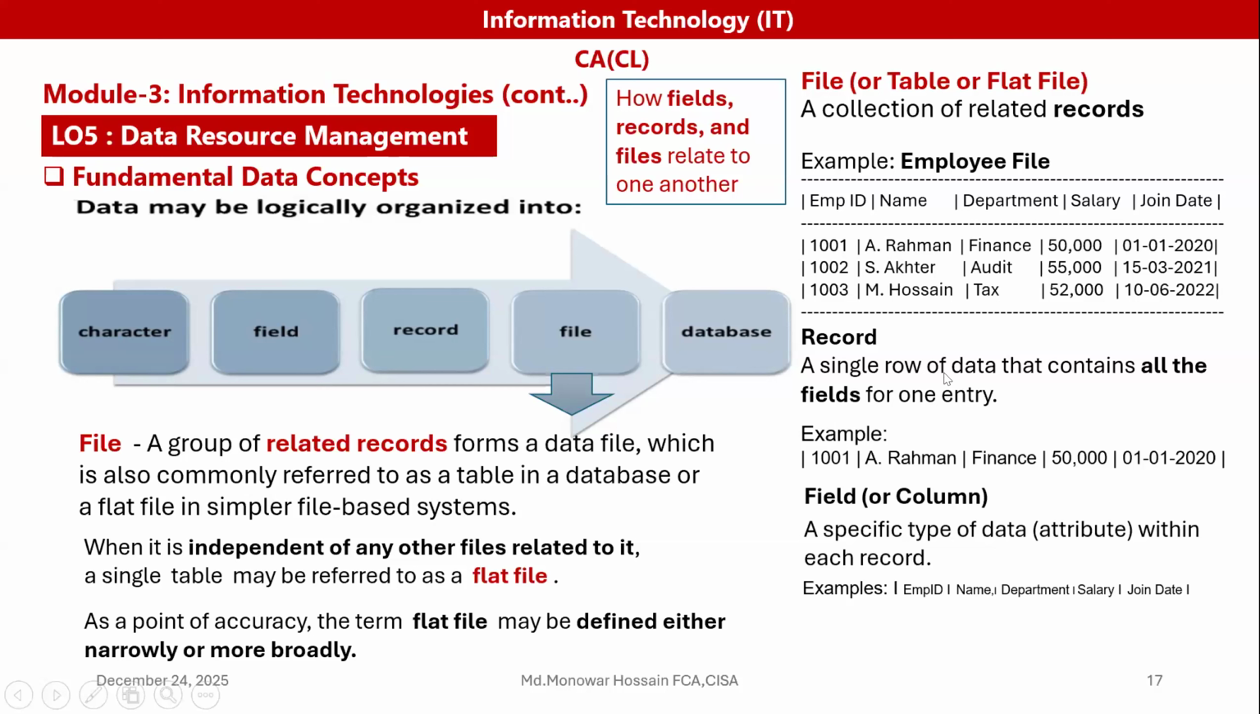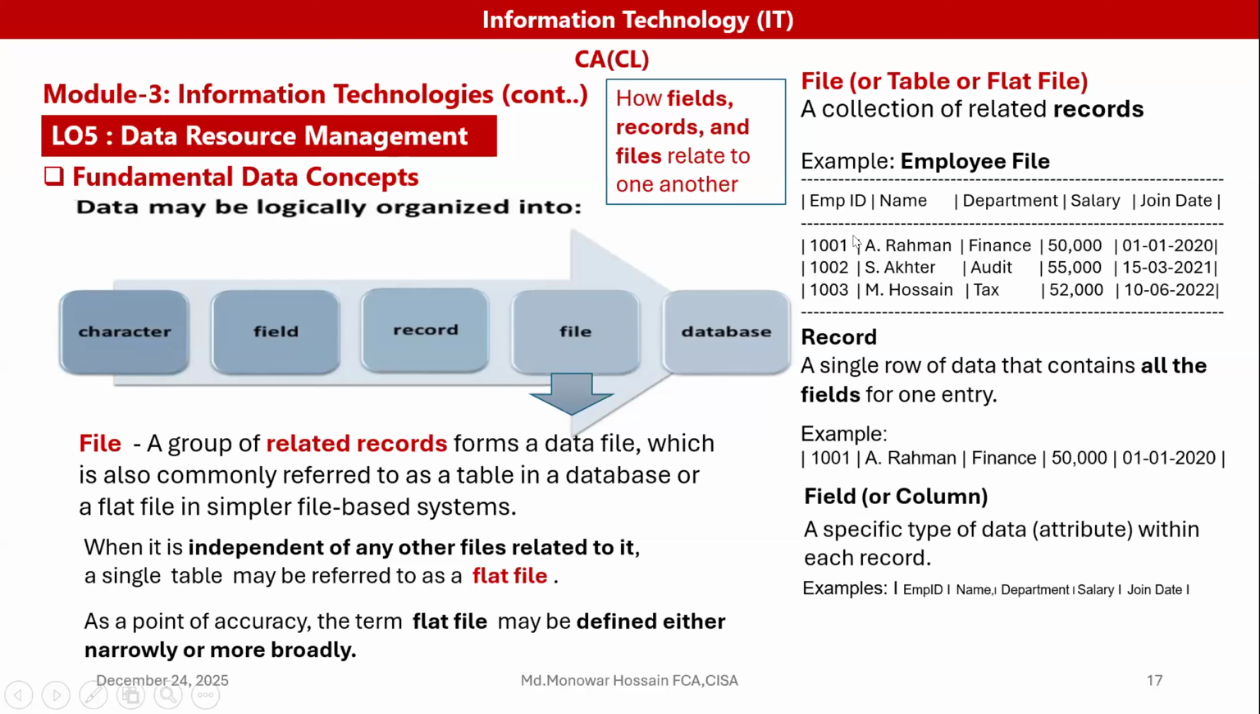Now we know what a record is. A record is a single row, each and every row that contains all the fields for one entity. Here, A. Rahman is one entity. He is an employee of an organization. His employee ID is 1001. He's working in the Department of Finance. His salary is 50,000. He joined on 1/1/2020. This is a full record, a single person, a single row.